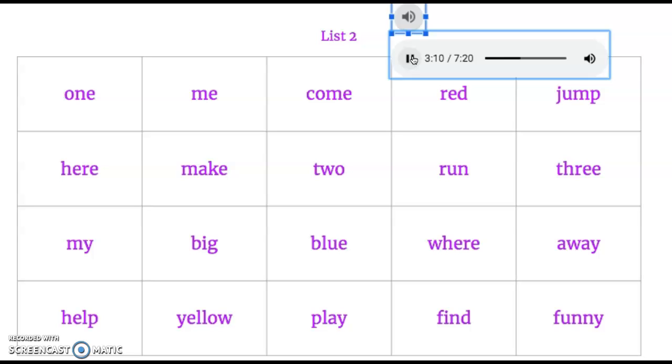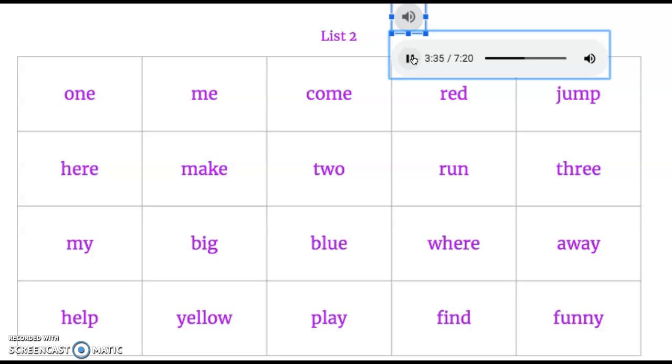The next word is three. Three. The TH says th, the R says R, and the EE, which is a vowel team, says E. Three. A sentence we could use is, there are 3 people I play with at recess.